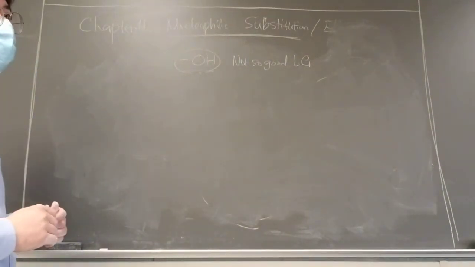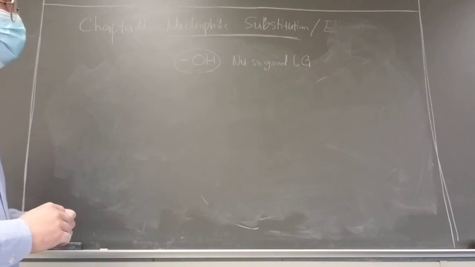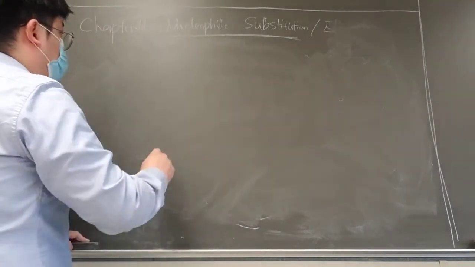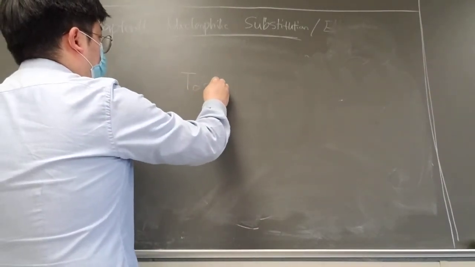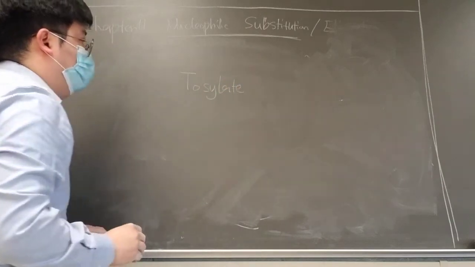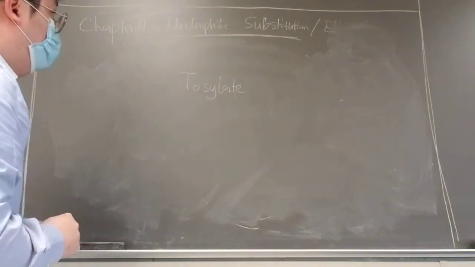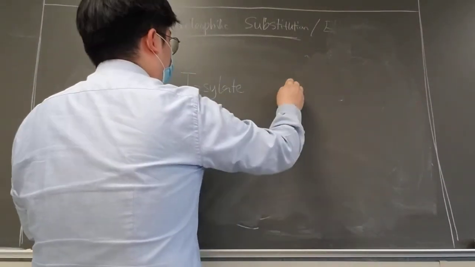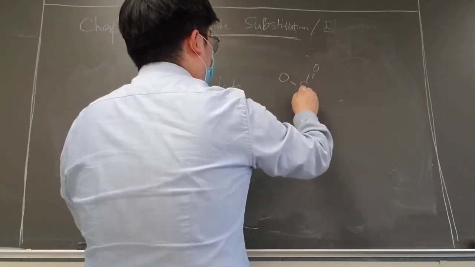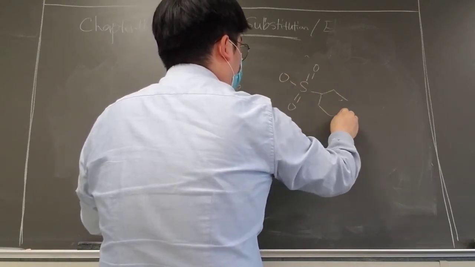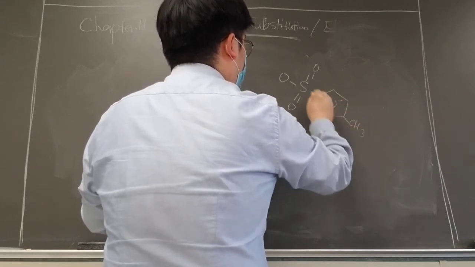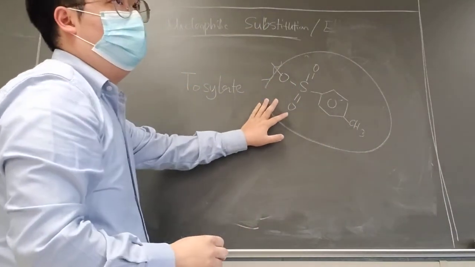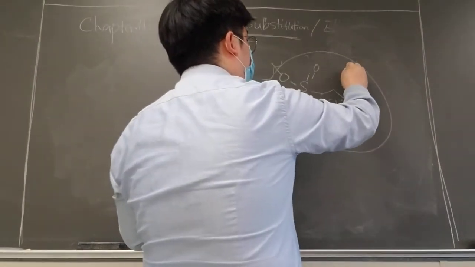There's the really famous one, the best leaving group among all of them, even better than iodine, which we call tosylate. The tosylate group is the best leaving group. Tosylate looks like this one. So you have this, the tosylate leaving group. This is obviously the best leaving group.